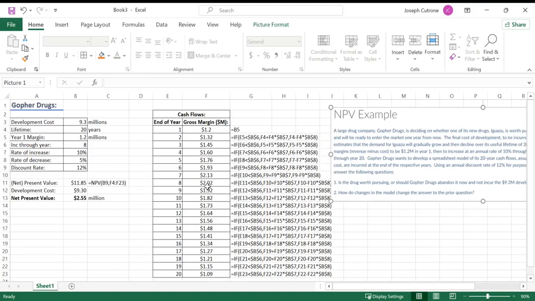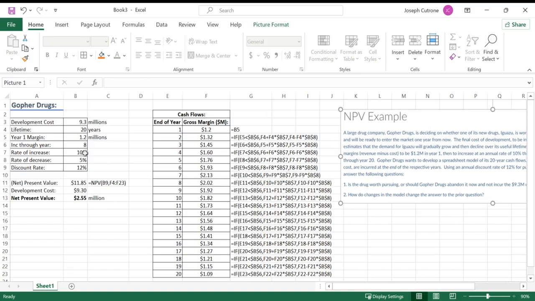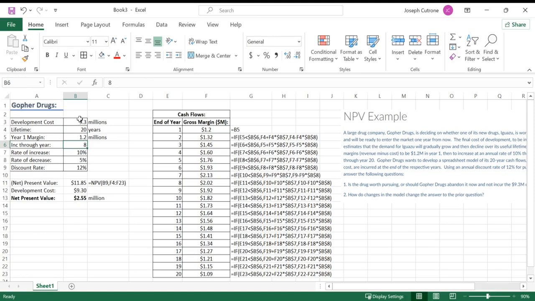And then of course, how do changes in the model change the answer to the prior question? We added some nice functionality to it. I'll let you guys play around with it. If the lifetime is shorter, if we increase through the years, what would the conditions be that make the net present value negative? And again, once this thing turns negative, we would say, no, let's not incur this cost. So have some fun with the model. See if you can even expand it, enhance it, give it even more functionality as you improve on your Excel skills.